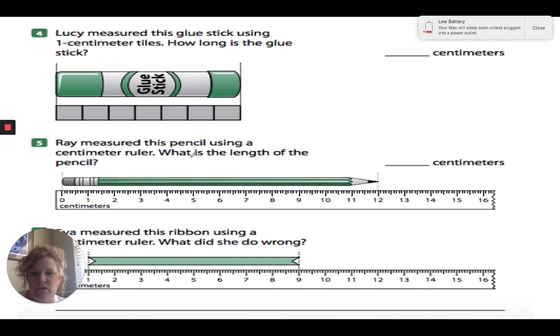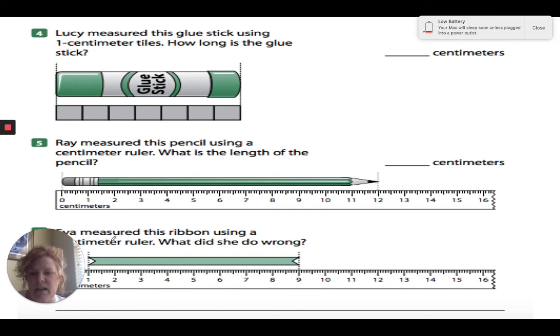Here, Ray measured this pencil using a centimeter ruler. What's the length of this pencil? So you guys look at this pencil. It starts at 0, so we're good. And you tell me what that is. I'll give you a second, then I'll tell you. Okay, so if it starts at 0 and it goes all the way, you're at 12. So this would be 12 centimeters. 12 centimeters. Easy peasy, right?